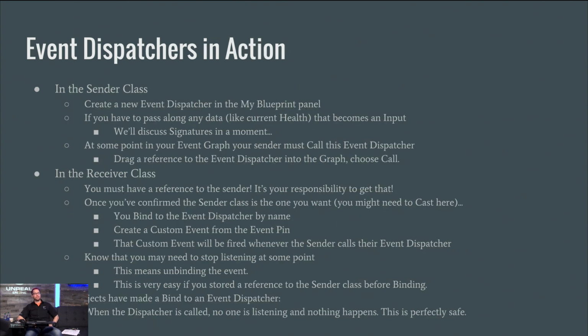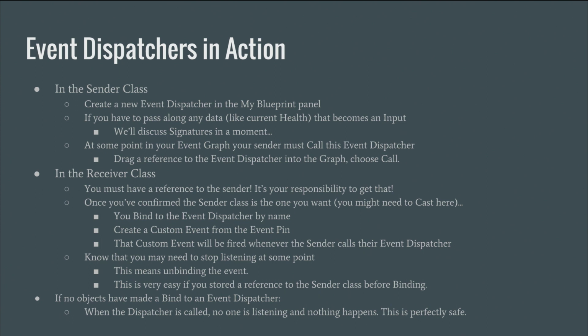Next, event dispatchers in action. These are a little more like classic functions or even variables in Blueprint. You're going to create event dispatchers in the My Blueprint panel of the sending blueprint, not in the receiver. The receiver doesn't care. If you have to pass along any data, like current health, which is what we're going to be doing, then that will become an input. And we'll discuss signatures for your event dispatchers here in just a moment. Don't even worry about what that word is. We'll come back around to it.